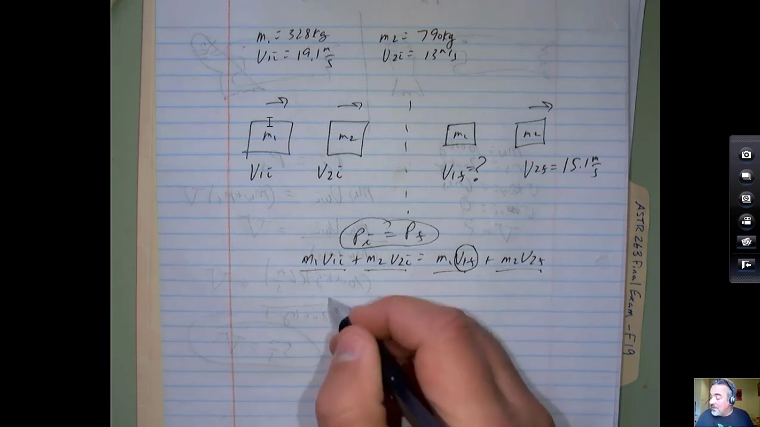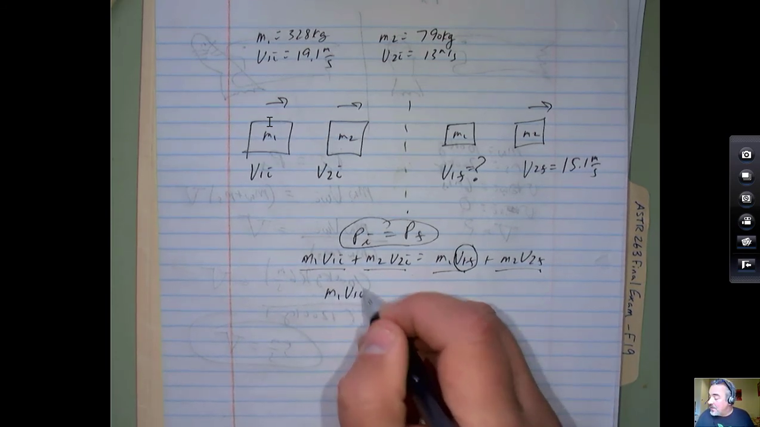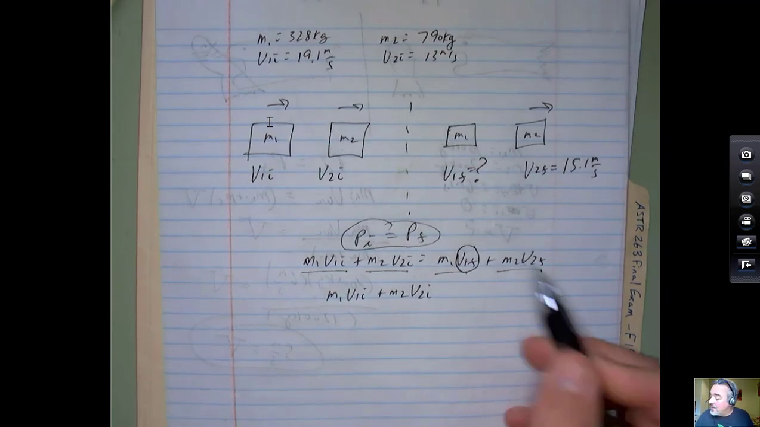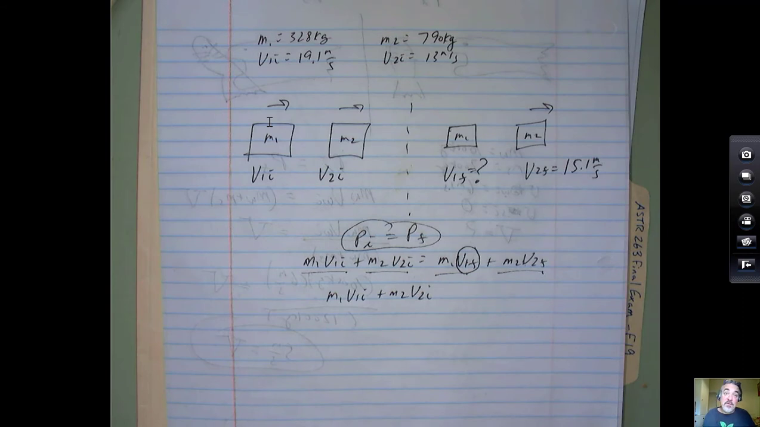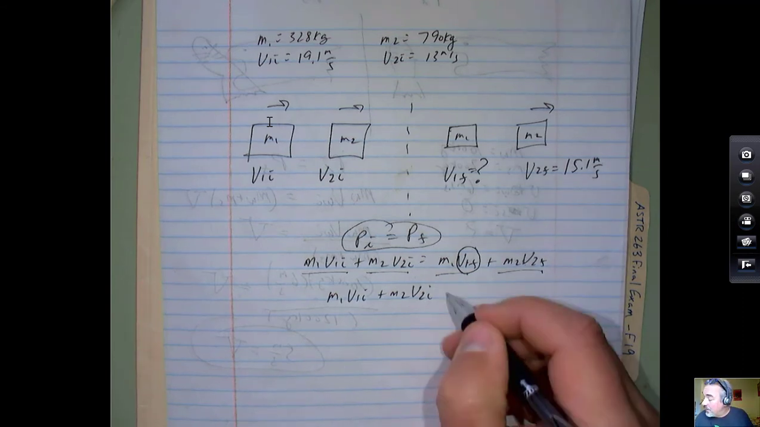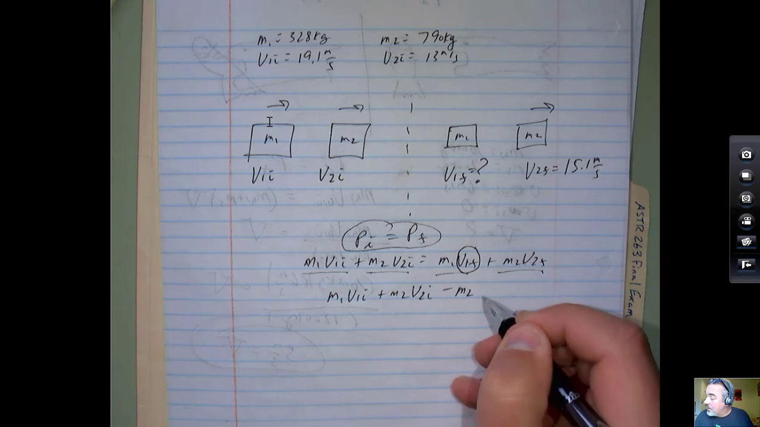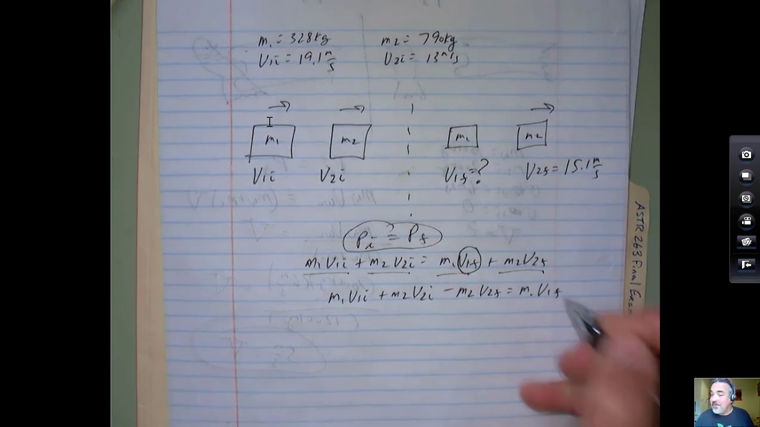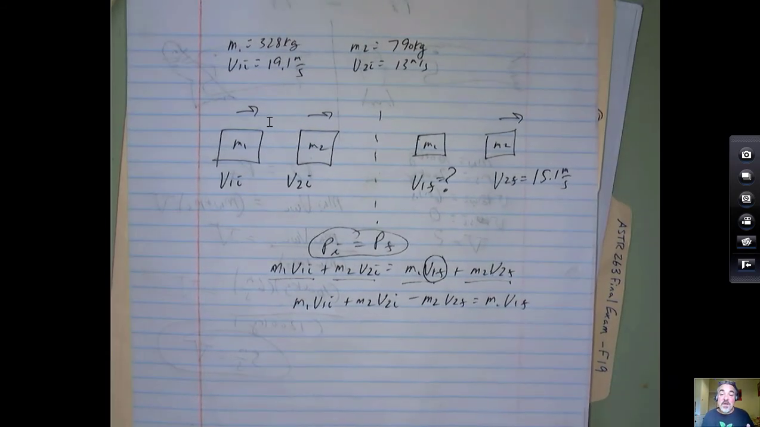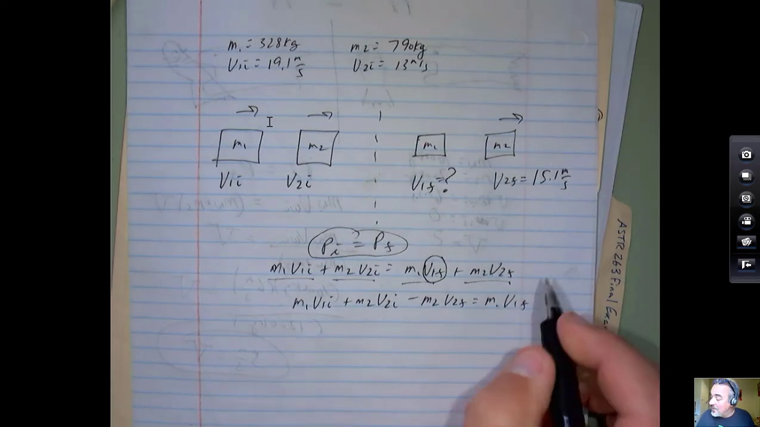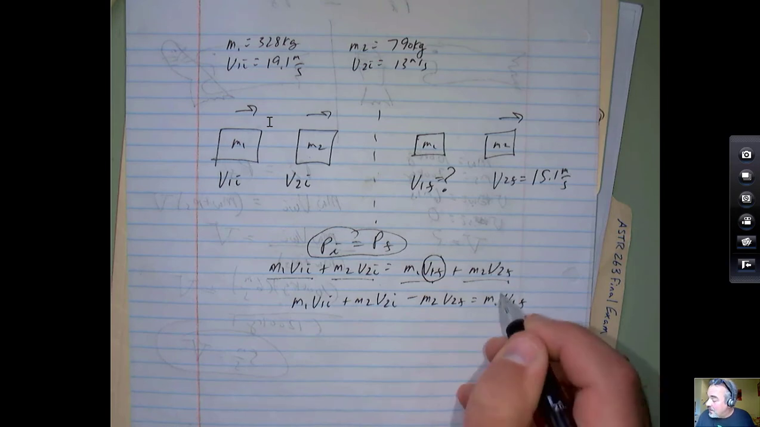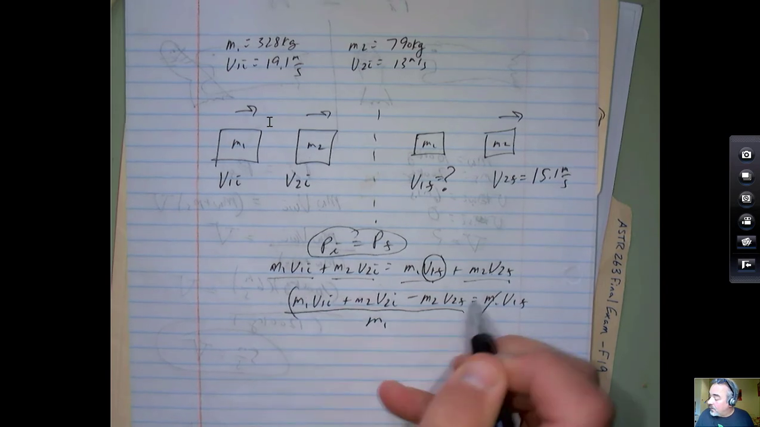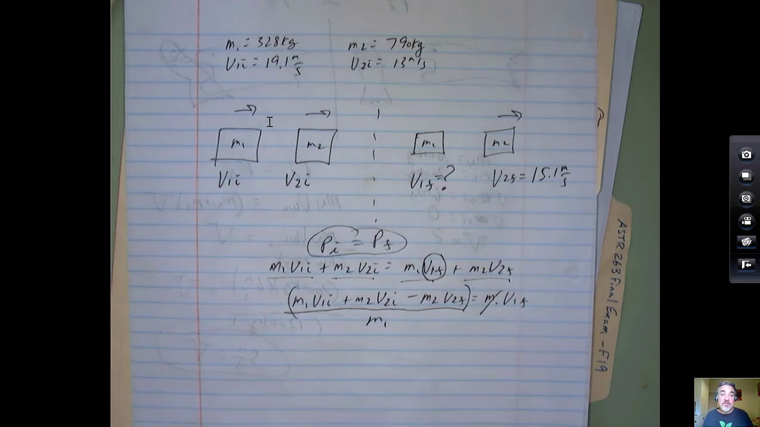Maybe I'll do one more step here. Mass 1, velocity 1 initial, plus mass 2, velocity 2 initial. And then I'll subtract this. I'm putting everything other than what I'm looking for on one side of the equation. Minus mass 2, velocity 2 final is equal to mass 1, velocity 1 final. And then divide both sides by mass 1, just to save a little bit of time. Divide this whole side by mass 1. Okay, and then you can put the numbers in and solve for it.